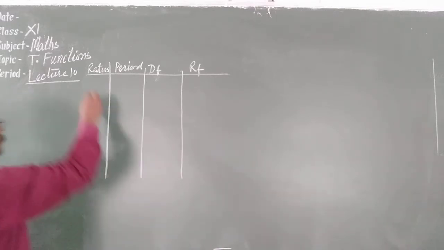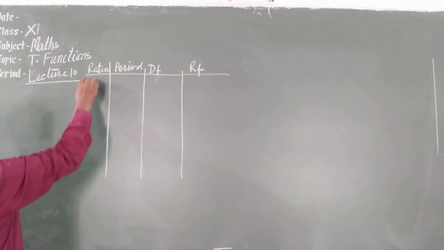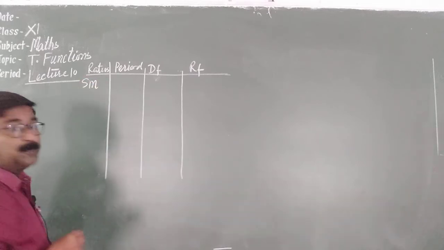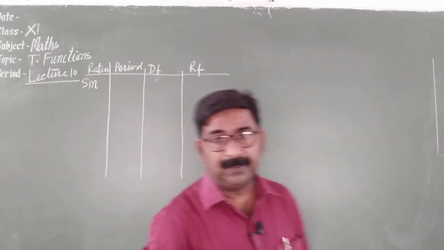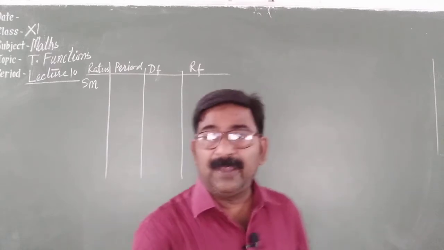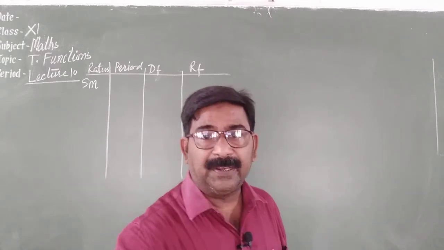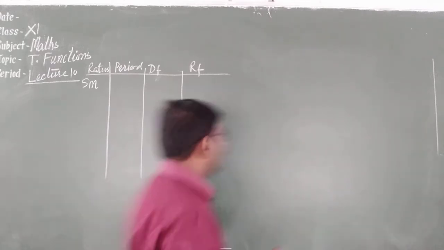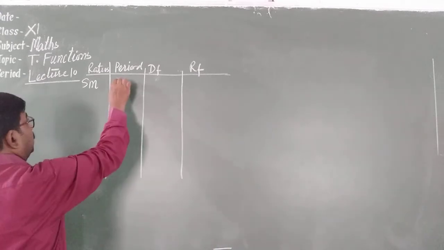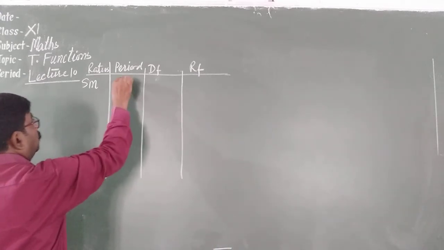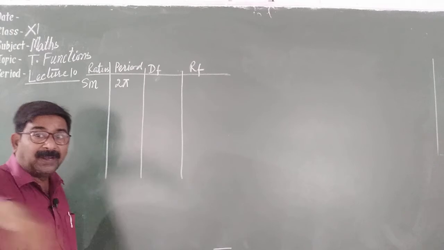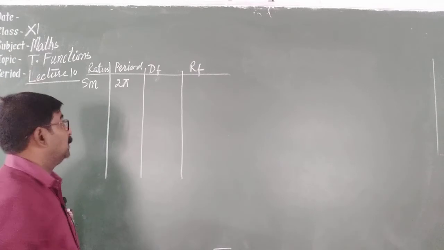So the first ratio is sine. Its period is 2 pi. Let's discuss what the period is: it means in what interval the graph repeats. In 2 pi it completes one cycle.